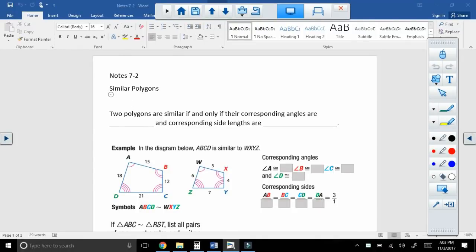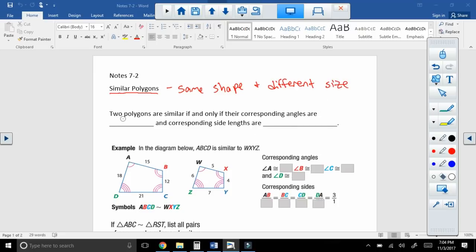Hi class, today we're talking about similar polygons. You may have learned before that congruent means same size, same shape, and similar means that they have the same shape but a different size. That's kind of the basic definition of what this is going to be. We're going to add on to it for what you need to know for this class.